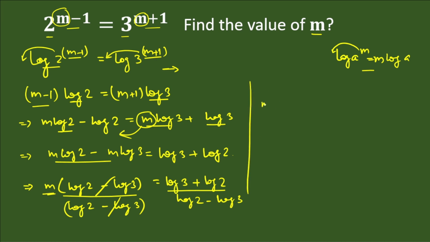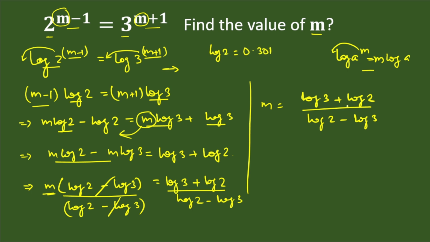So the value of m is (log 3 plus log 2) divided by (log 2 minus log 3). And we know the value of log 2. The value of log 2 is 0.301, and the other value is log 3, and the value of log 3 is 0.4771.